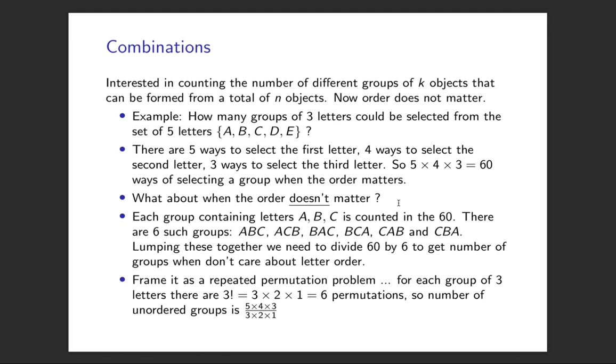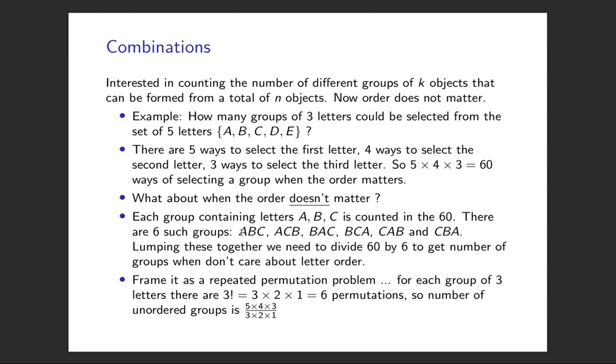So we've looked at permutations where we care about the ordering of elements in a sequence. Now let's look at combinations, and that's where we don't care about the ordering. We just care about the number of different ways we can do things. So an example, suppose we've got 5 letters, A to E. How many ways can we draw 3 letters from that?